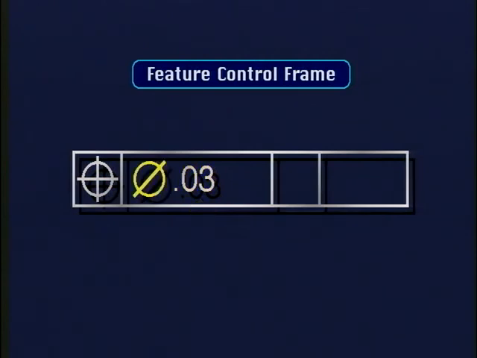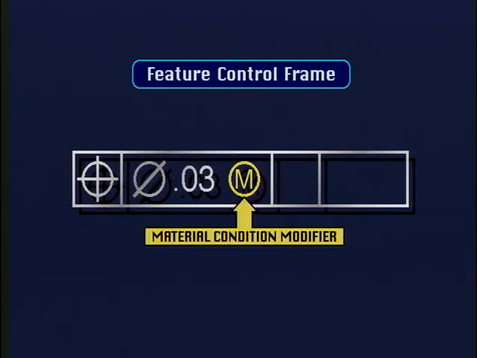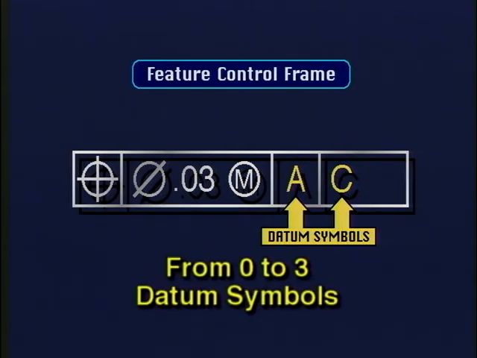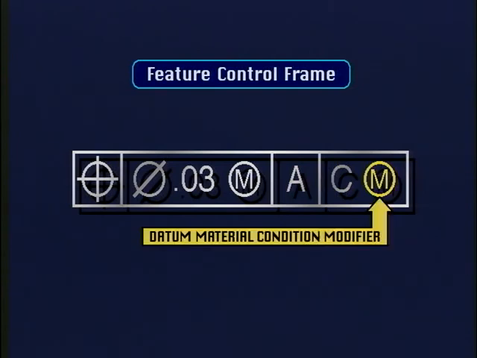If the tolerance zone is circular or cylindrical, the standard symbol for diameter is shown to the left of the tolerance amount. If maximum material condition or least material condition apply to the tolerance, the corresponding symbol will be to the right of the tolerance amount. The remaining compartments identify the datums from which the measurement must be made. There may be 1, 2, or 3 datums, or none at all. There may also be material condition modifiers which apply to the datums. These modifiers will be shown in the same area which holds the datum symbol being modified.